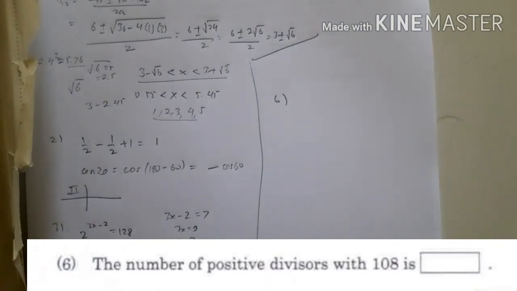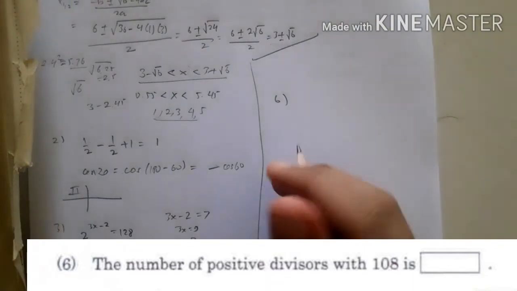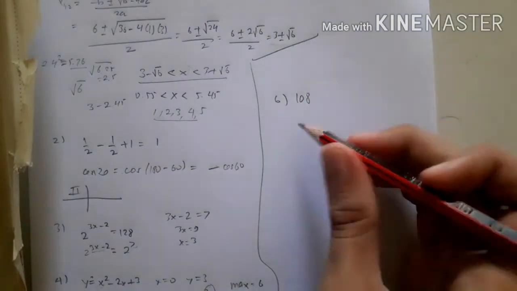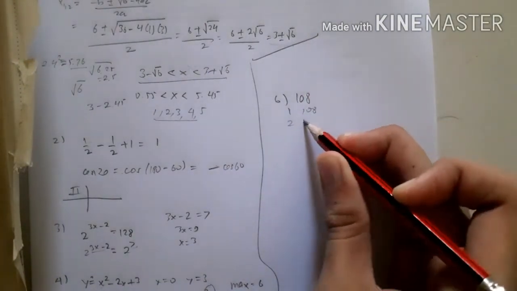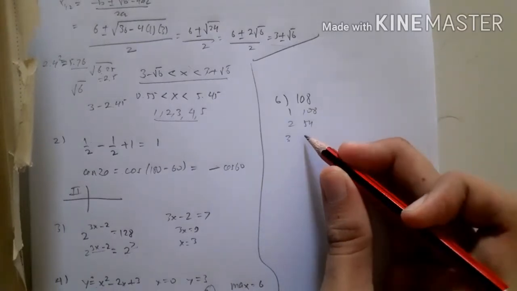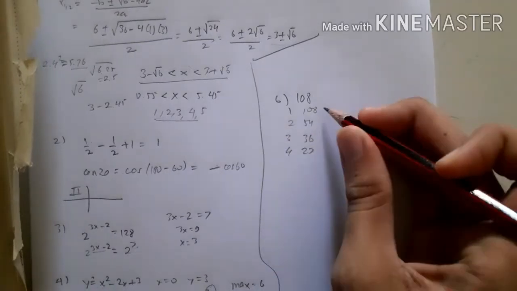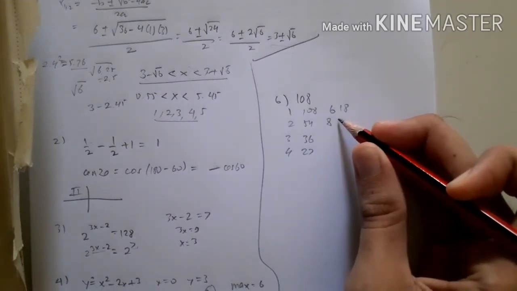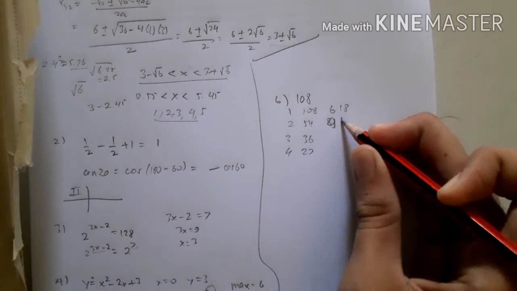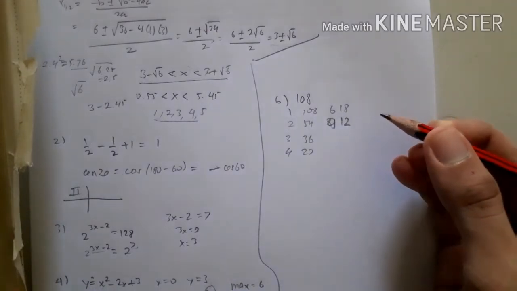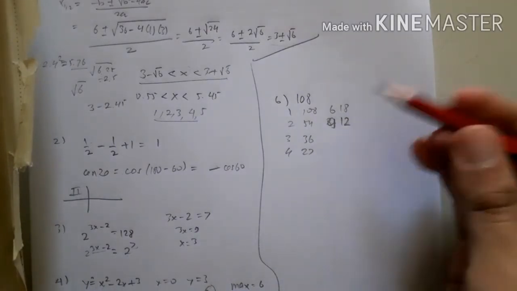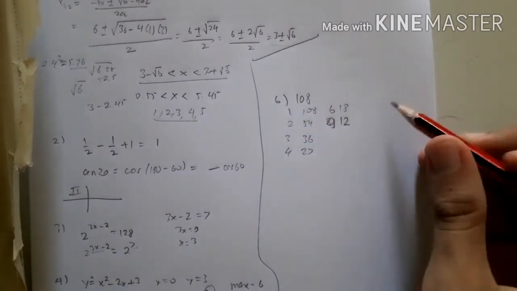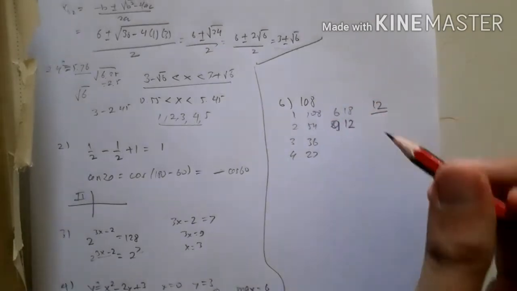For number 6, the number of positive divisors of 108. Basically you just find the factors of 108. From 1 and 108, 2 and 54, 3 and 36, 4 and 27, 5 no, 6 and 18, 7 no, 8 no, 9 and 12, 10 no, 11 no, 12 already counted. Okay, so this is 1, 2, 3, 4, 5, 6, 7, 8, 9, 10, 11, 12. There are 12 positive divisors of 108.